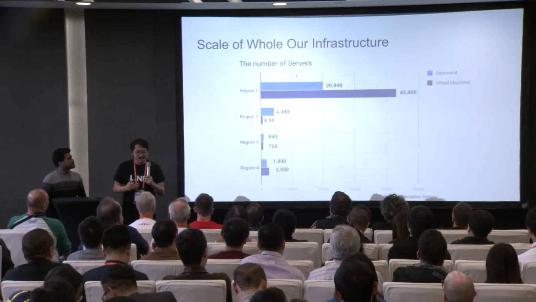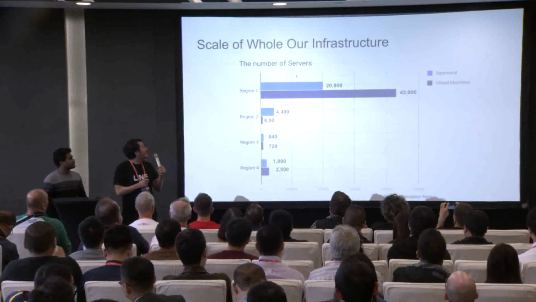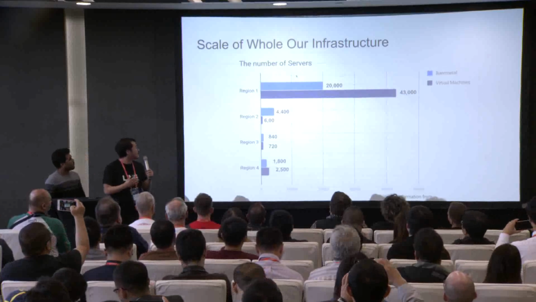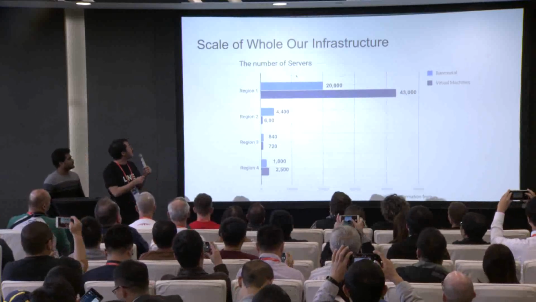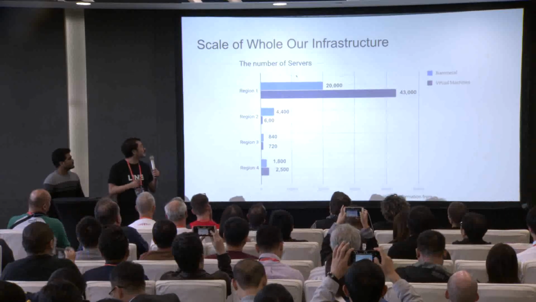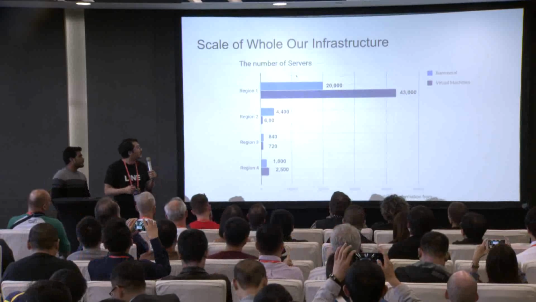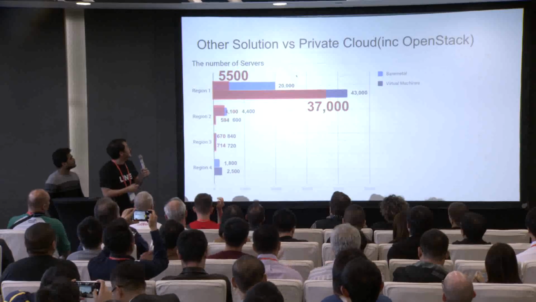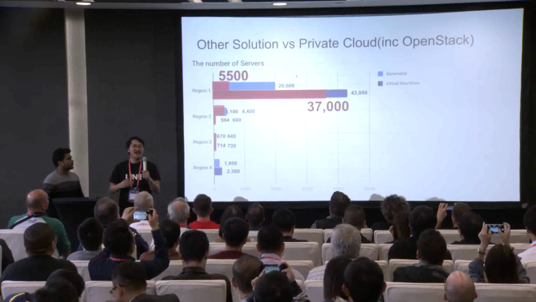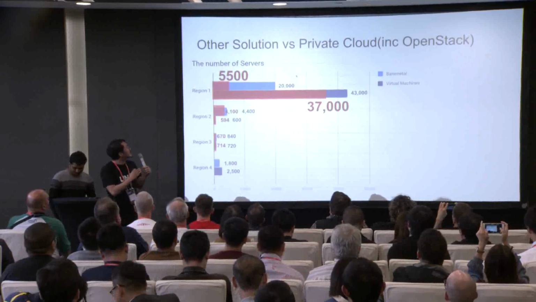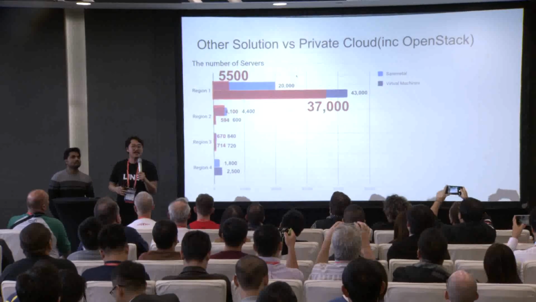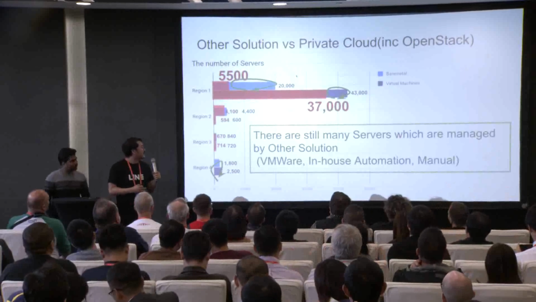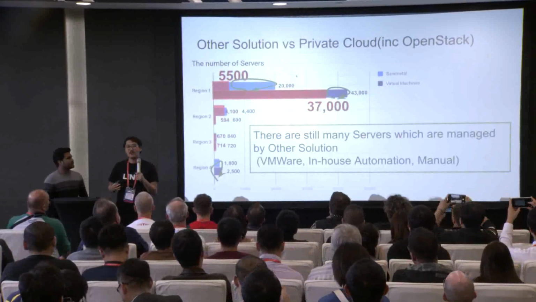This slide explains Line's whole infrastructure scale. This number does not include the spare servers, but still, if we look at the largest region, we now have 20,000 bare metal servers and 43,000 virtual machines. Actually, these servers are not managed by just OpenStack. The red graph and red number indicate the scale covered by OpenStack. As you can see, there are still many servers managed by other solutions like VMware or manual setup.